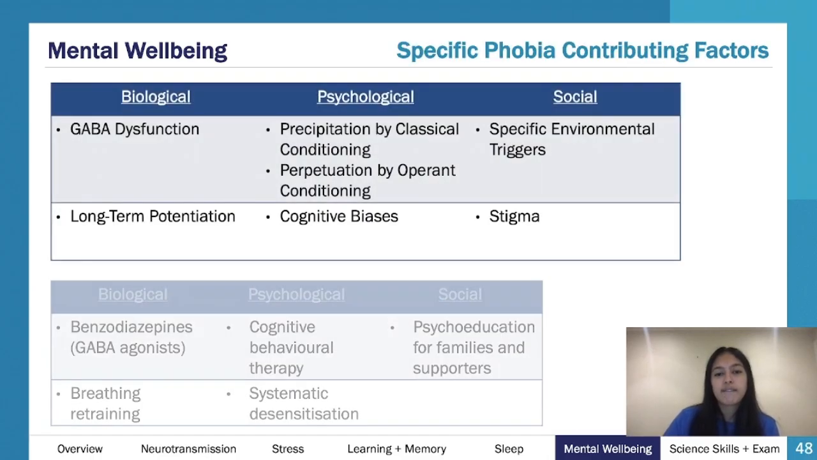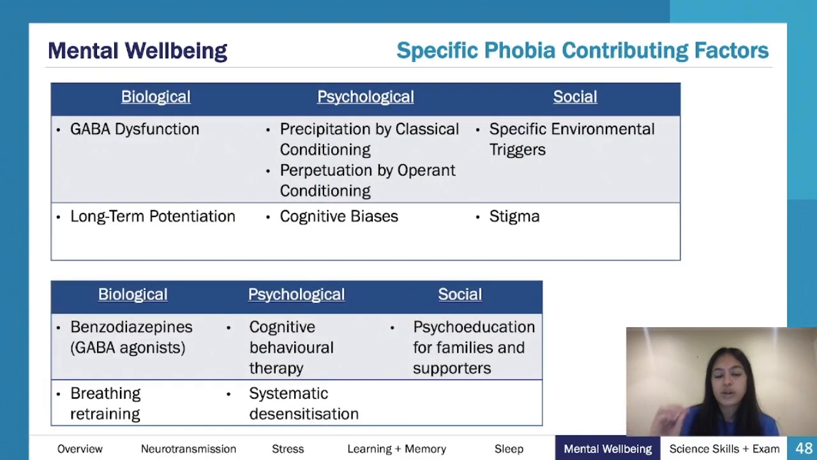So this is very, very, very important. Obviously, there's a lot of terms here. Be on top of them. The way that I remembered them was I would think about how they match up. So you've got your GABA dysfunction that matches up with your GABA agonists. You've got your stigma that kind of matches up with psychoeducation. You've got your cognitive biases that can pair up with CBT, that sort of thing.